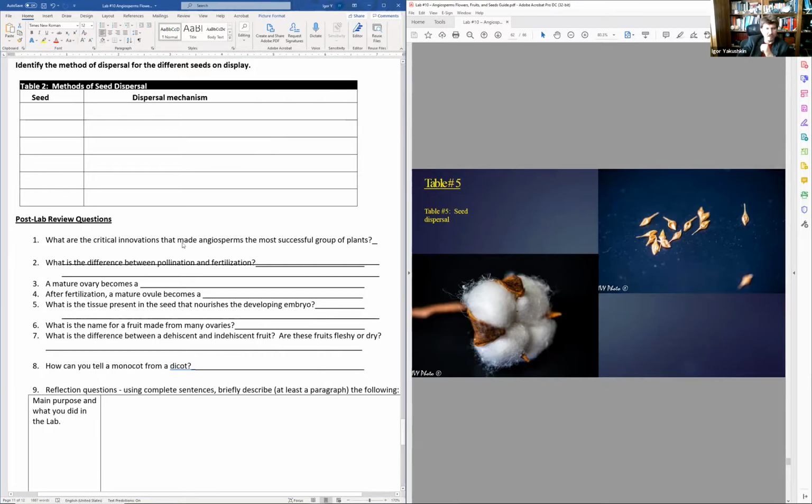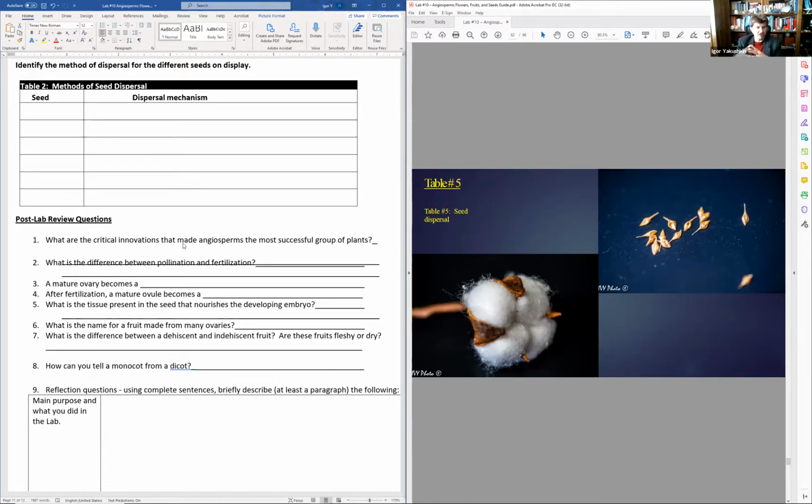What are the critical innovations that made Angiosperms the most successful group? Flowers and fruits. What is the difference between pollination and fertilization? Pollination is transferring pollen, or bringing the pollen, to the carpel or pistil, technically the stigma. And fertilization is when the sperm fuses with the egg. A mature ovary becomes a fruit. After fertilization, a mature ovule becomes a seed.